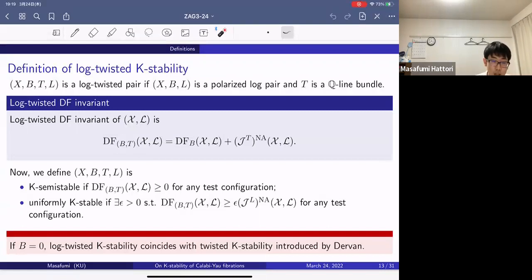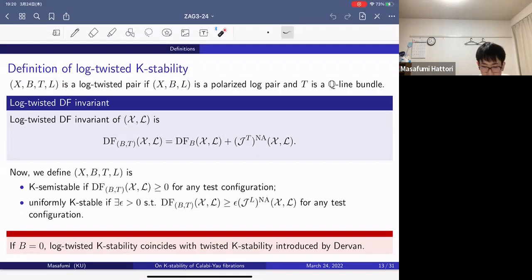Then the log-twisted Donaldson-Futaki invariant of a test configuration (X carry, L carry) is the following n plus 1 dimensional intersection number. This is a summation of the log Donaldson-Futaki invariant and the J^T non-Archimedean energy. And so now we define (X, B, T, L) is K-semistable if the Donaldson-Futaki invariant is non-negative for any test configuration, and we can define uniform K-stability similarly.